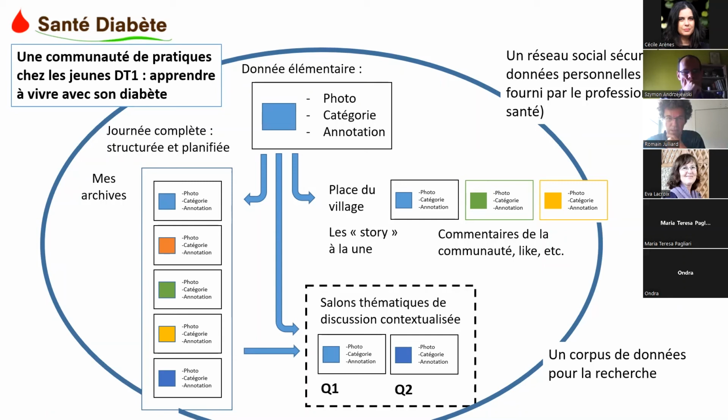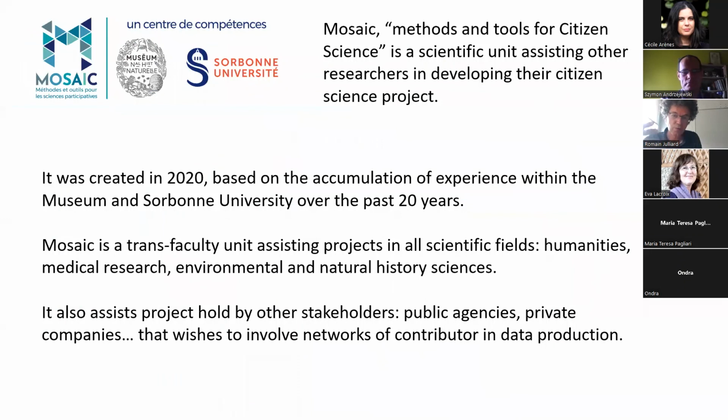So that's it for the moment. I know it's a work in progress. It's just to show you the potential of citizen science type of methods to produce data. And all this is a kind of advertisement. It's produced by Mosaic, which is a competence center from the Sorbonne University, and which is really devoted to helping researchers develop their own projects. And it's quite recent. We are two and a half years old, but with some success, as you have seen, we have several projects.